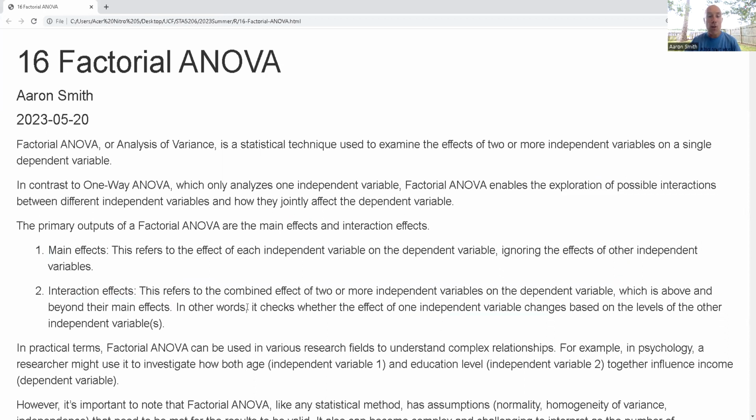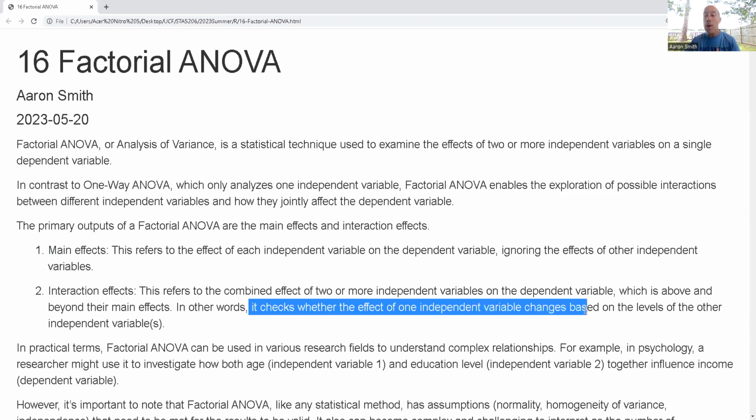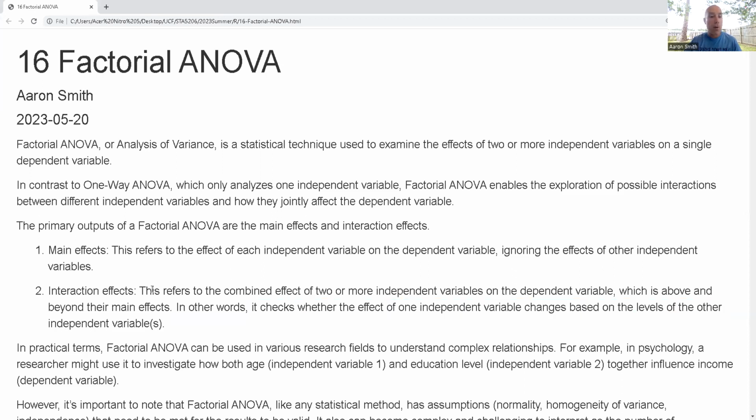All right, there are two primary outputs of a factorial ANOVA: the main effects and the interaction effects. For main effects, this refers to the effect each independent variable has on the dependent variable, ignoring the effects of all other independent variables. Now, the interaction effects refer to the combined effect of two or more independent variables on the dependent variable, which is above and beyond the main effects. In other words, the interaction effects check whether the effect of one independent variable changes based on the levels of other independent variables. All right, so in all ANOVAs, we're checking out main effects. And when we're talking about main effects, we're looking at just one independent variable at a time. For interaction effects, we're considering the combination of two or more independent variables.